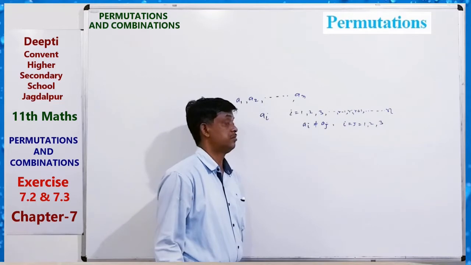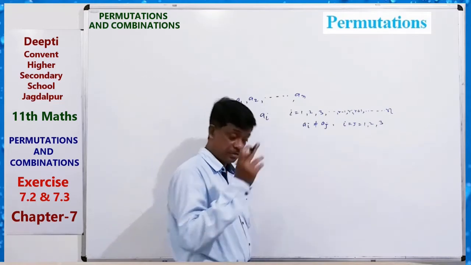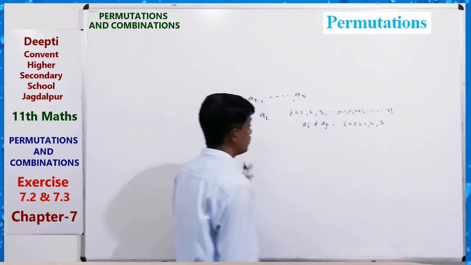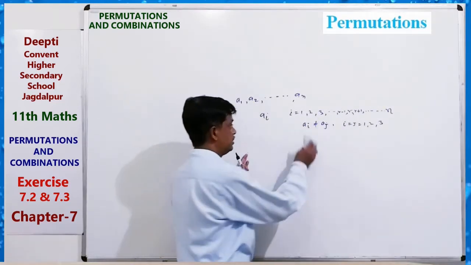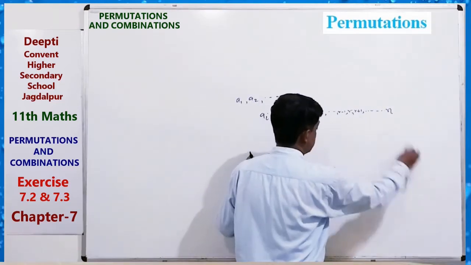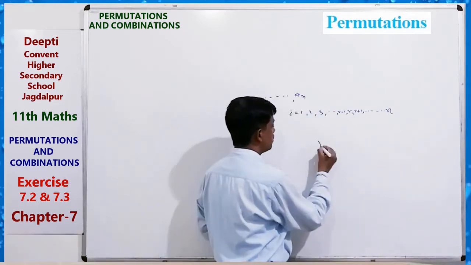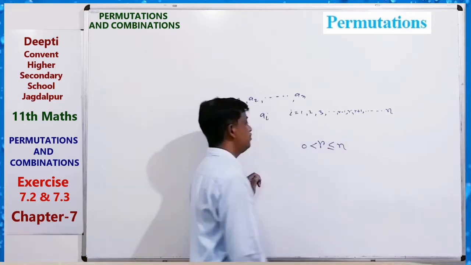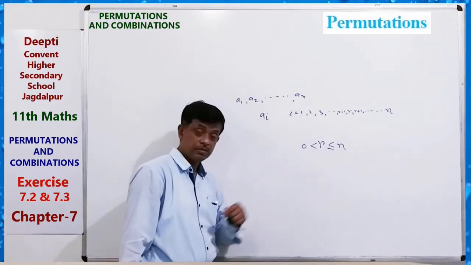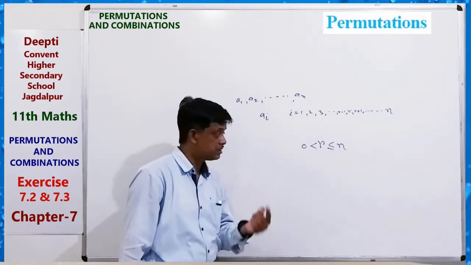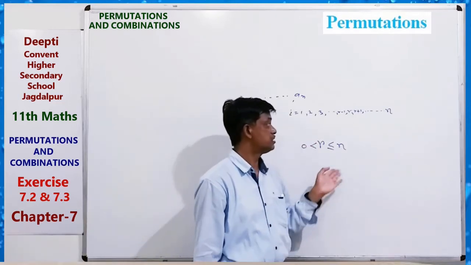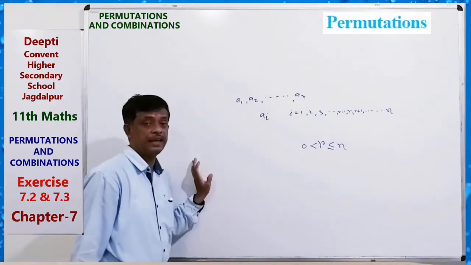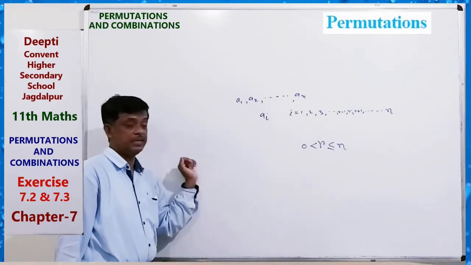For distinct, not equals. So distinct objects. Here, these all are the distinct objects. Now, just R means what? R is a number which is greater than 0 and less than or equal to n. Maybe one object, maybe two objects, maybe three objects, maybe equal to n objects. R is less than or equal to n but greater than 0 here.